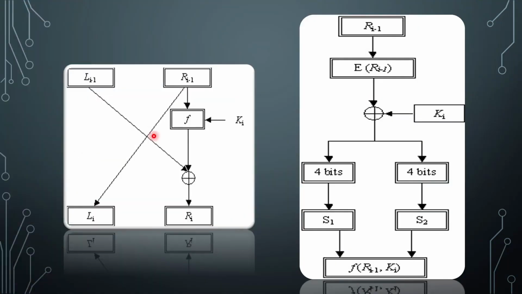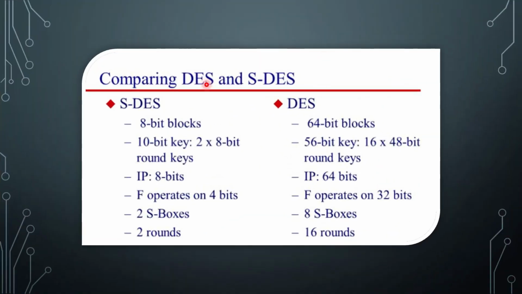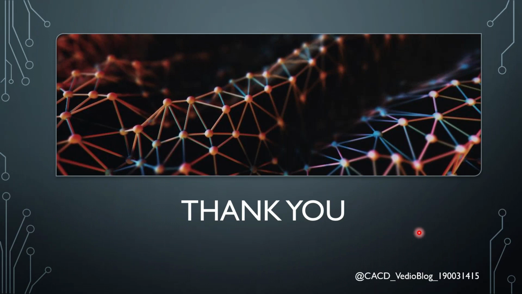Now this is the function that is done in SDES. This is the inside operation done by the function fK in the SDES algorithm. While comparing DES and SDES, we see that SDES is an 8-bit block and DES is 64-bit, as I already said. So these are the things we have to note. So that's all, guys. Thank you.